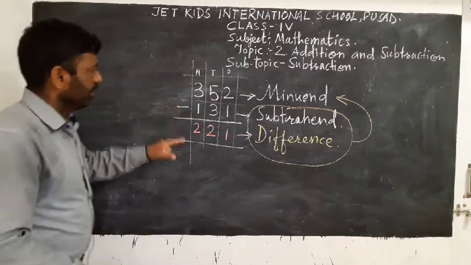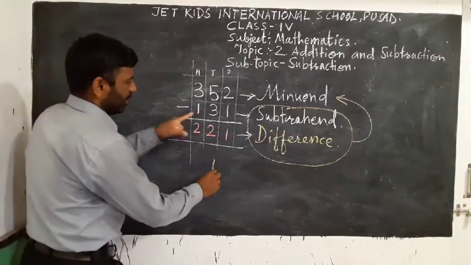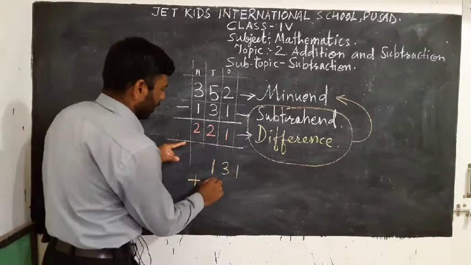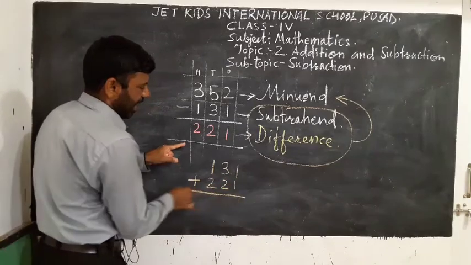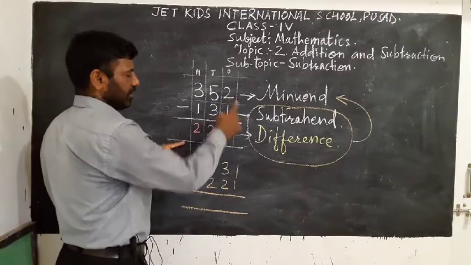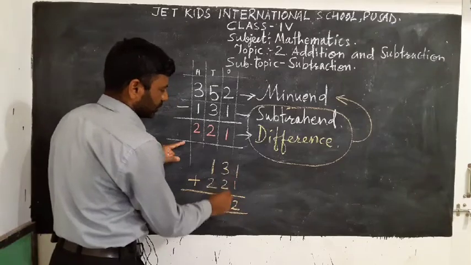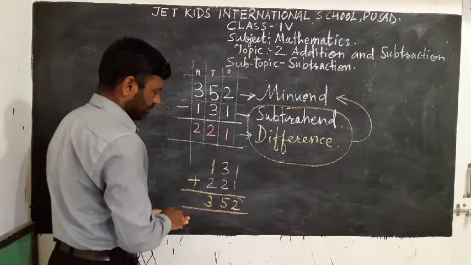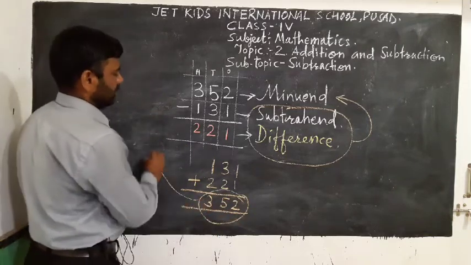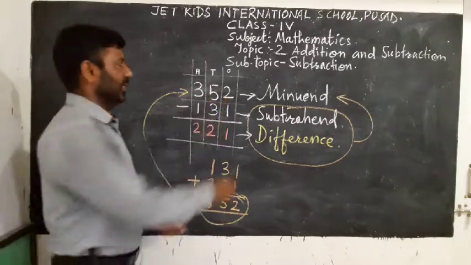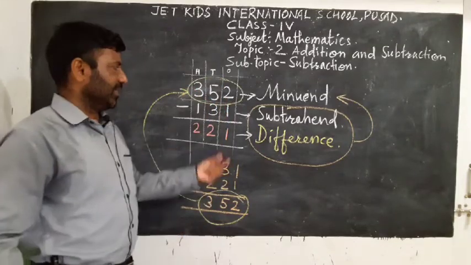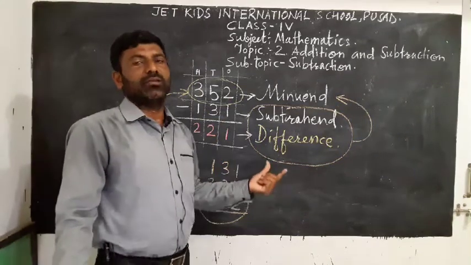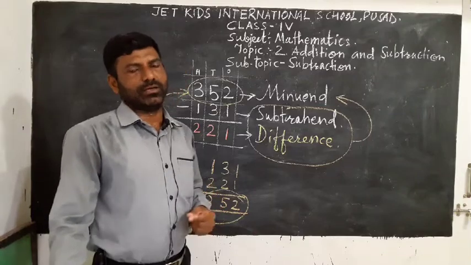Let's see. What is the subtrahend? 131, plus the difference, 221. Add these two, you will get the minuend. 1 plus 1, 2; 3 plus 2, 5; 1 plus 2, 3. 352. Is 352 the minuend? Yes. It means our answer is right, the difference is right. By this method, we can check whether our subtraction is right or wrong.